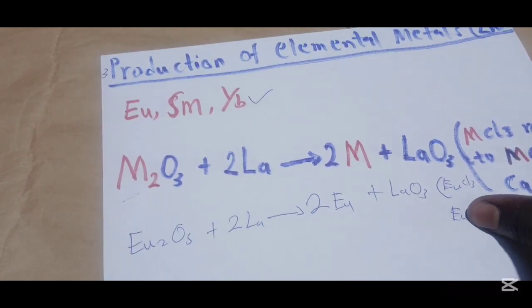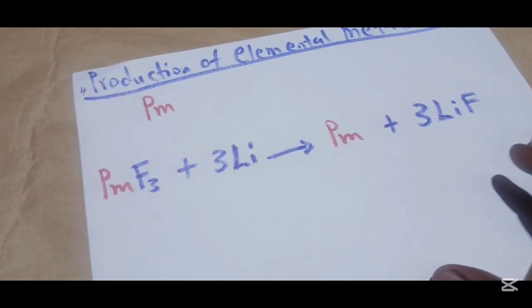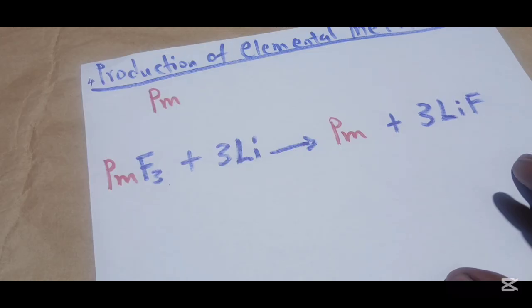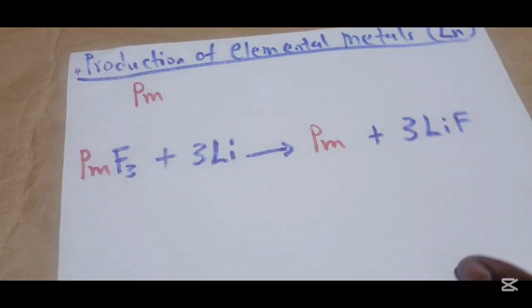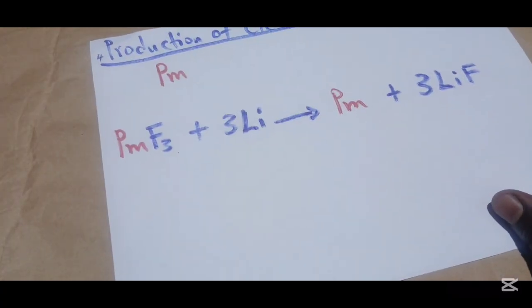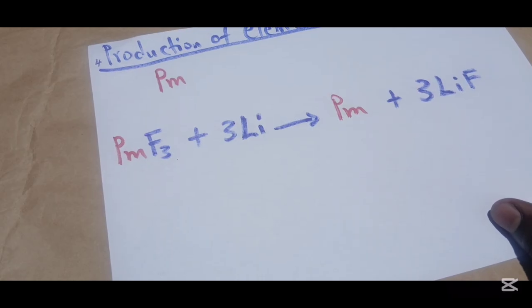The last one is promethium, Pm. This is the only element in the lanthanide series that you can use this equation to produce. It's as simple as that. Just know the equation. You can see from here that we have Pm, and how it is produced elementally. Just take note of this equation and you'll be good to go.